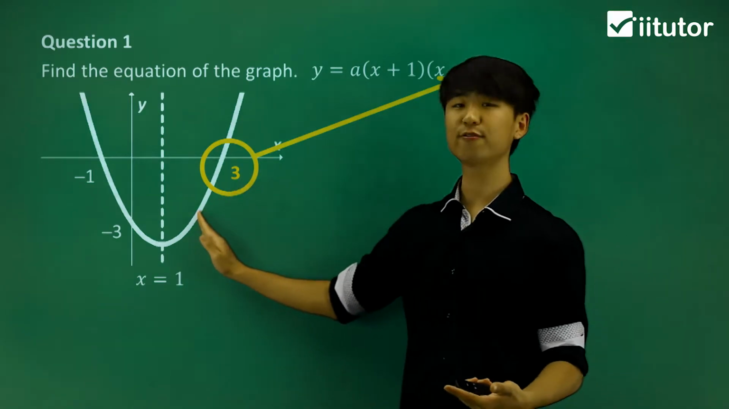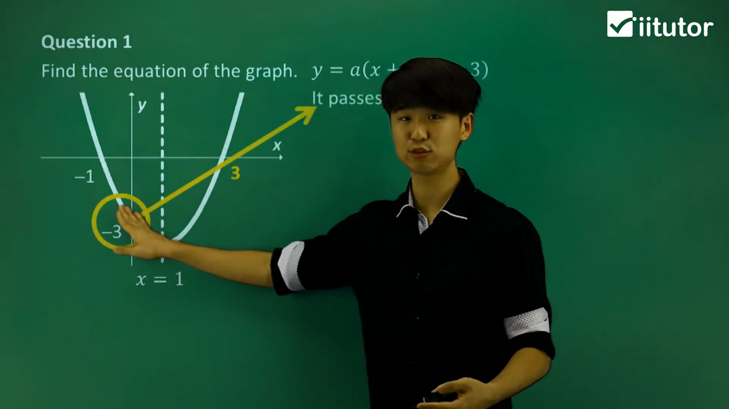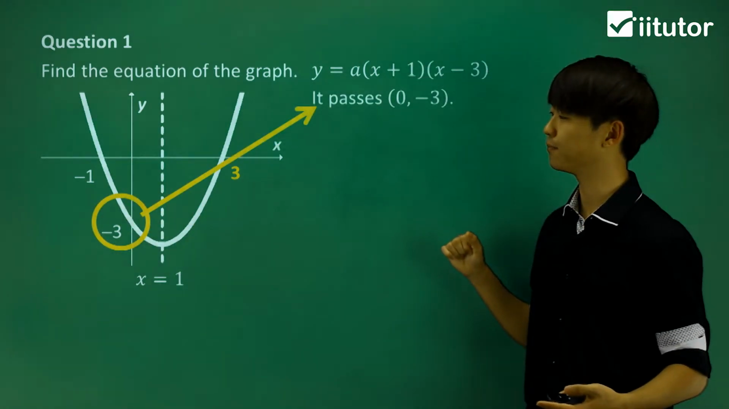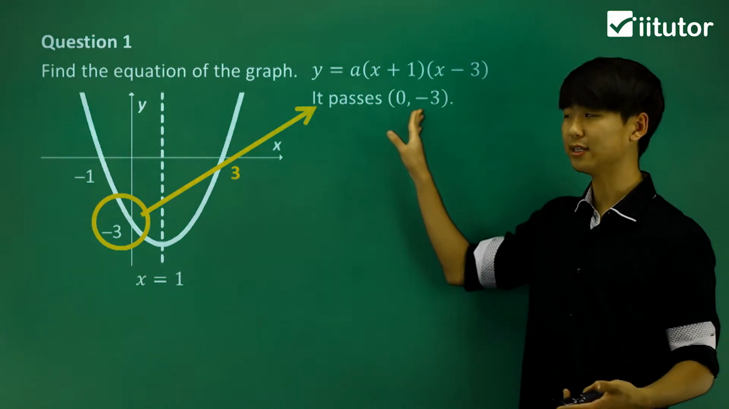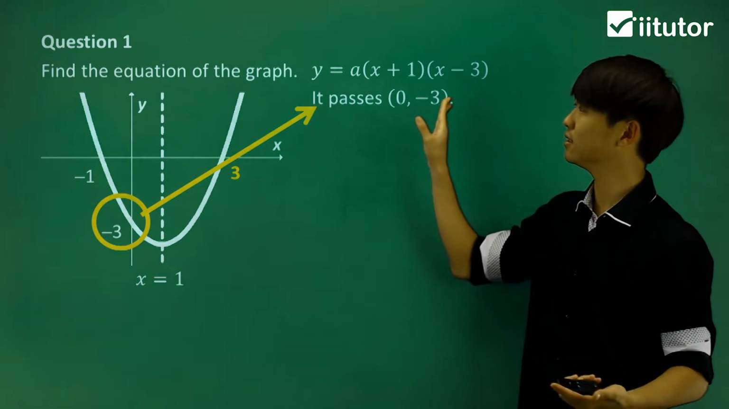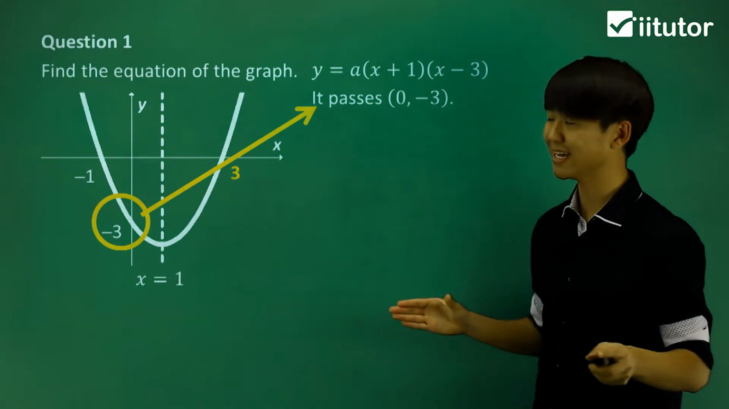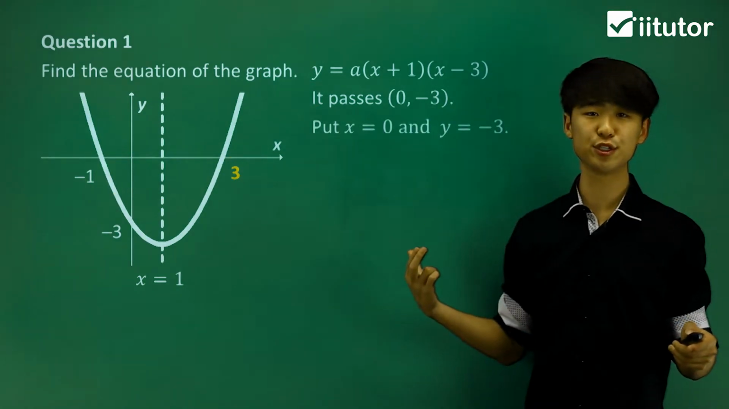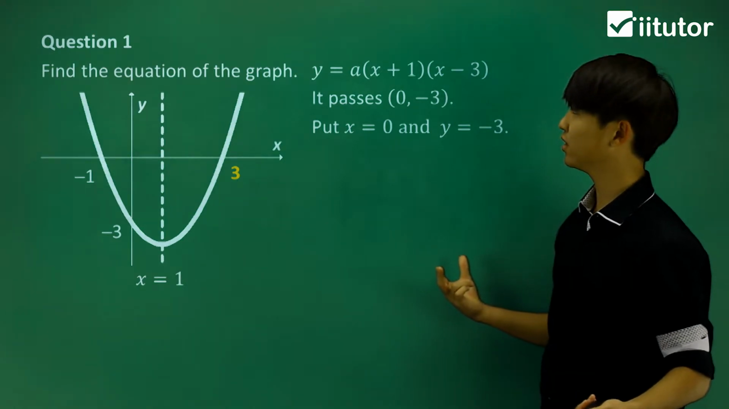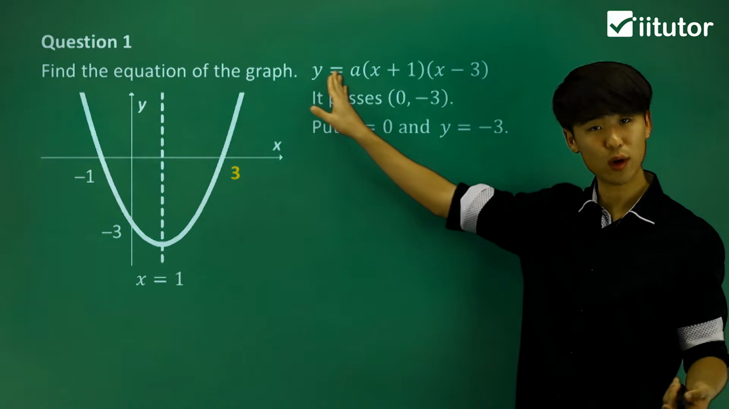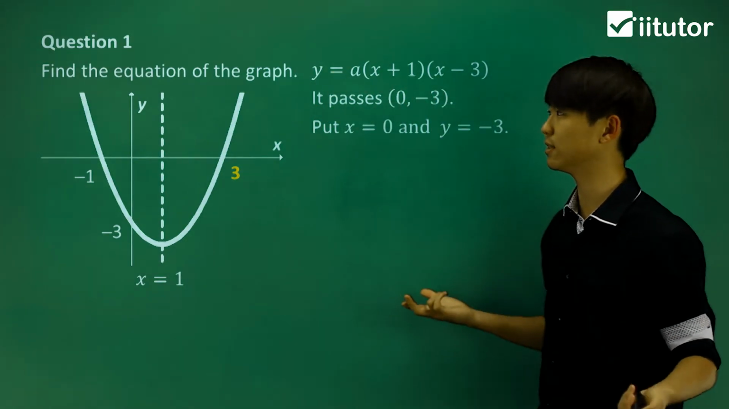If we look at this graph, we can see that this graph passes through this y-intercept at y equals -3. So it passes through that point that is 0, -3. If this graph passes through this point, that means if I substitute this point into this equation, then the equation should work. So I'm going to substitute x equals 0 and y equals -3. In your y here, put your -3, and in your other x's, I want you to put x equals 0. That's how we sub numbers in.